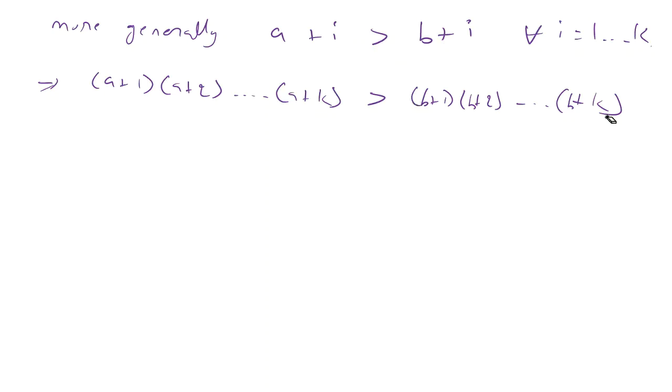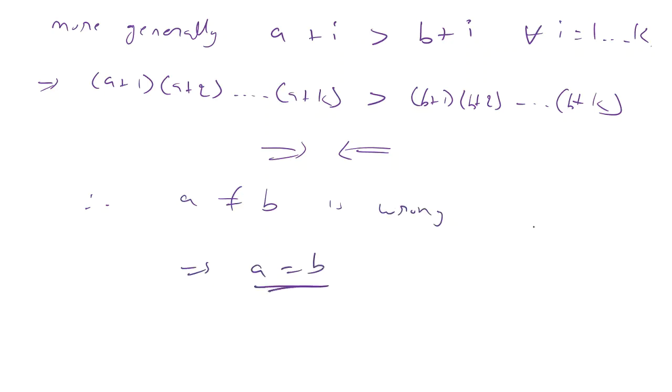So we have this inequality, but it is a contradiction. Why is it a contradiction? It is given that a plus 1 times a plus 2 and so on up to a plus k is equal to b plus 1 times b plus 2 and so on up to b plus k. Therefore our assumption is wrong. What is our assumption? A is not equal to b is wrong. So this implies a is equal to b.